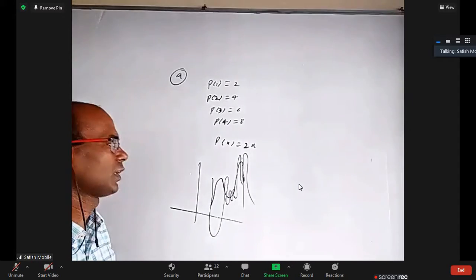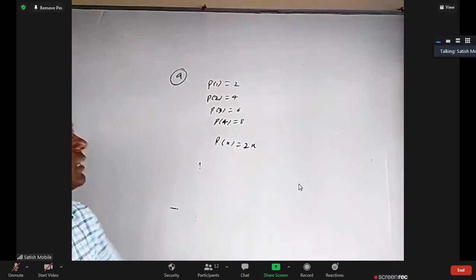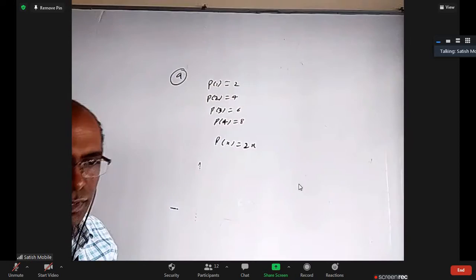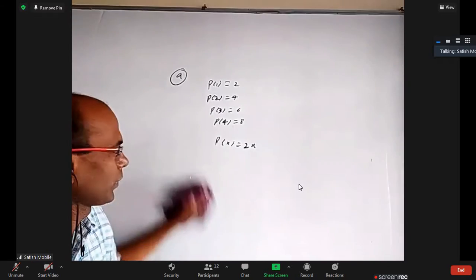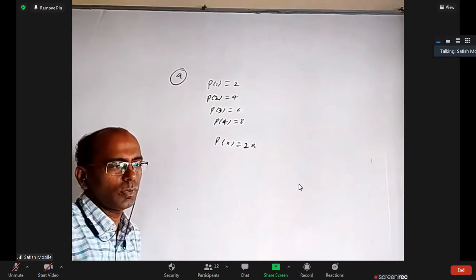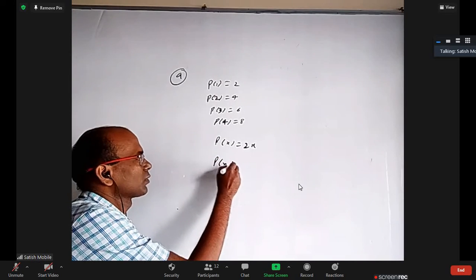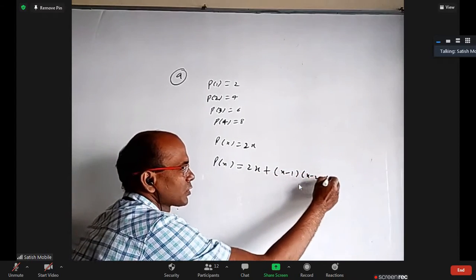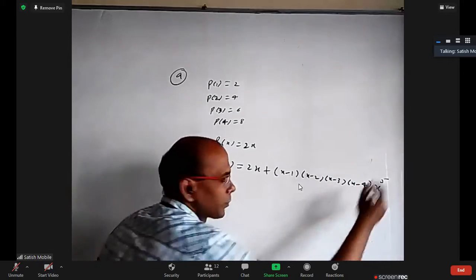Just you are giving after all 4 points. You're able to tell 2x easily, that's okay. But if they give P of 1 is 100, P of 2 is 1000, P of 3 is 5000, P of 4 is 10,000, doesn't matter. There will be infinite polynomials satisfying those because they're just 4 points. Then tell me some other example. Okay, sir, graph is okay. Give me one example. I'll give one: you take 2x plus (x minus 1)(x minus 2)(x minus 3)(x minus 4) into x power 5.